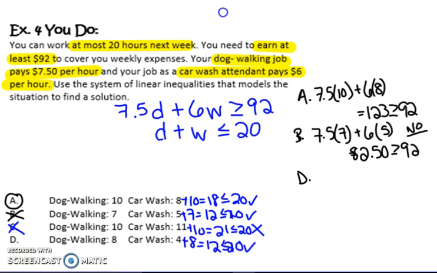And the last one we want to check is D. We have $7.50 an hour times my 8 hours plus $6 an hour times 4 hours, and that gives me a total of 84, which is also not greater than 92. So D does not work. Again, just because there's only one solution doesn't mean that's the only solution to the problem. It is just the only one out of our answer choices.